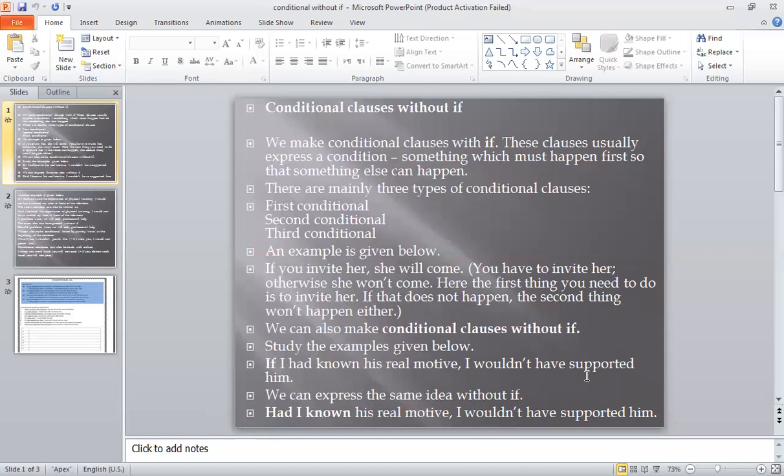So in the third conditional, if I want to remove if and use another word to express the meaning, I use the word had. I put this had here, and I reverse the order as if I were making a question. So I say, had I known his real motive, and I complete the sentence normally, I wouldn't have supported him. So for the third conditional, I can use had instead of if.